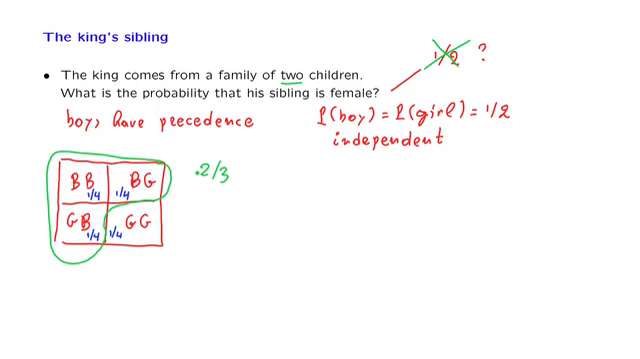But these assumptions that I just stated are not the only possible ones. Let's consider some alternative assumptions. For example, suppose that the royal family operated as follows. They decided to have children until they get one boy. What does this tell us? Well, since they had two children, this tells us that the first child was a girl. So in this case, the probability that the king's sibling is a girl is equal to 1.